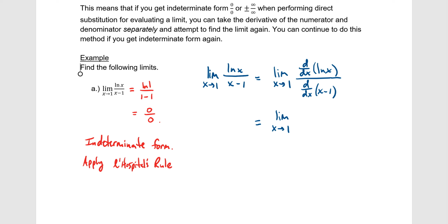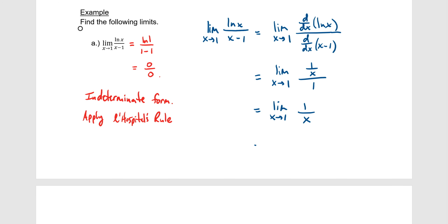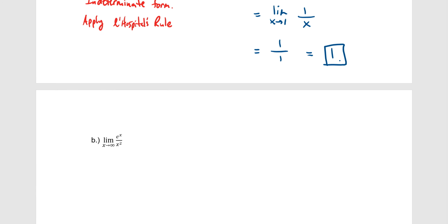So the limit as x approaches 1, the derivative of ln of x is 1 over x. The derivative of x minus 1 is 1 minus 0, so just 1. So now we have the limit as x approaches 1 of 1 over x, and now we can perform direct substitution. Plug it in, 1 over 1, we get an answer of 1. So this whole limit of the ln of x over x minus 1 as x approaches 1 equals 1 using L'Hospital's rule. So a couple more examples, we're basically doing the first two examples that were on the first page.